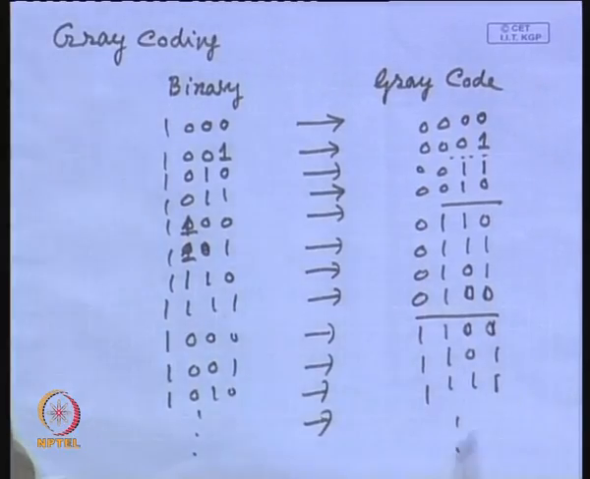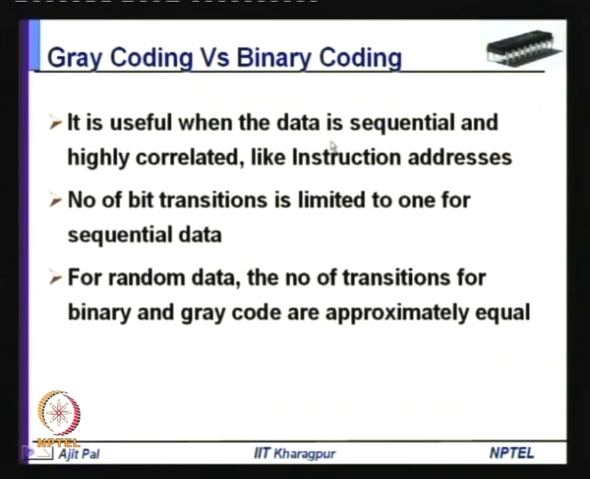As I said, the most interesting property here is that adjacent codes differ by 1 bit, and this can be used for the purpose of sending data. It is very useful when the data is sequential and highly correlated, like instruction addresses. Whenever you write a program, it is nothing but a sequence of instructions. How do you keep the instructions in memory? You normally keep them in adjacent memory locations, unless it is a branch, jump, subroutine call or interrupt. Normally the instructions are in consecutive memory locations, one after the other. That means when the CPU fetches instructions from memory for execution, on the address bus they will come in consecutive order.